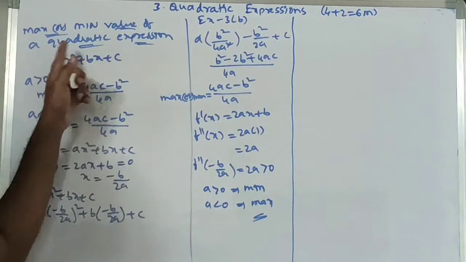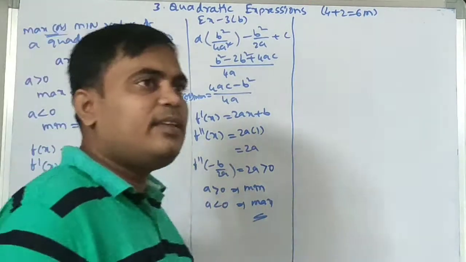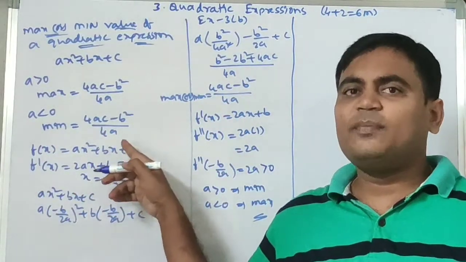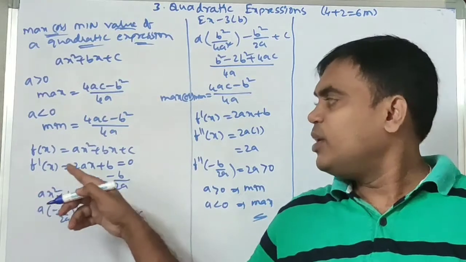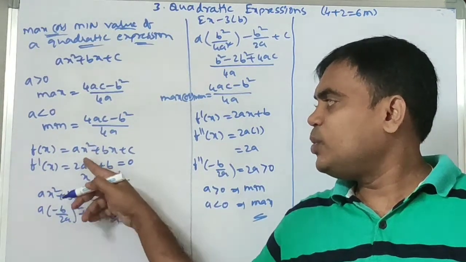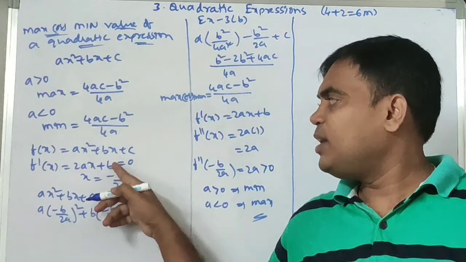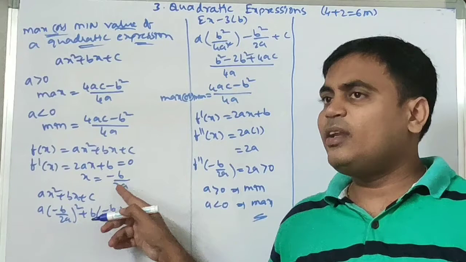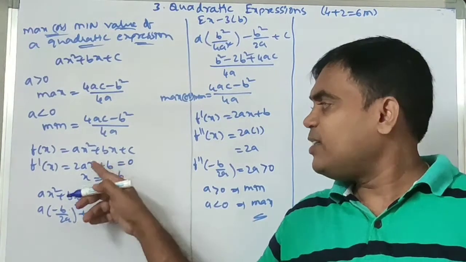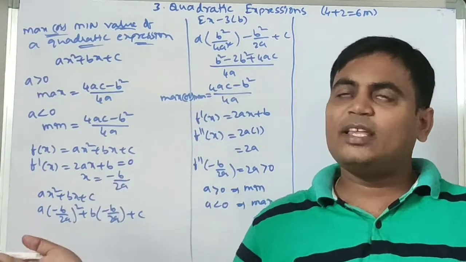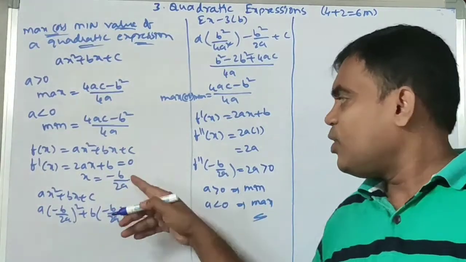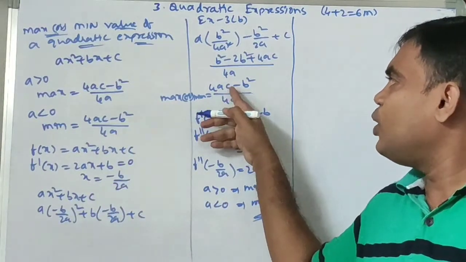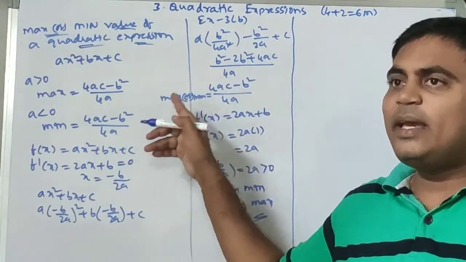One more time. For maximum and minimum, I am taking the expression ax square plus bx plus c. Let f of x equal ax square plus bx plus c. Taking the derivative: 2ax plus b, constant derivative 0. Make 2ax plus b equal to 0, so x equals minus b by 2a. Substituting minus b by 2a in the expression, we get 4ac minus b square by 4a, either maximum or minimum.